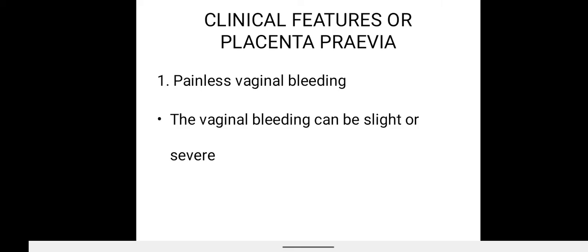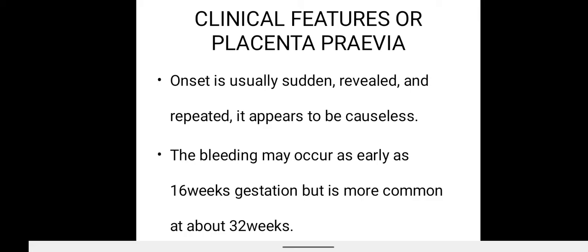Let's now look at signs and symptoms, or clinical features, of placenta previa. This woman will have painless vaginal bleeding. Vaginal bleeding can be slight or severe, according to the type of placenta previa the woman has. Onset is usually sudden, revealed, and also repeated. It appears to be causeless.